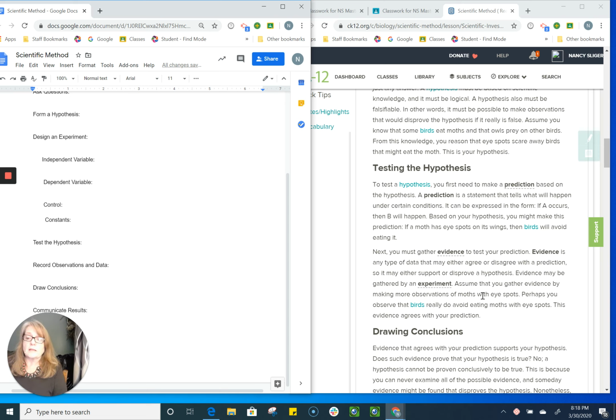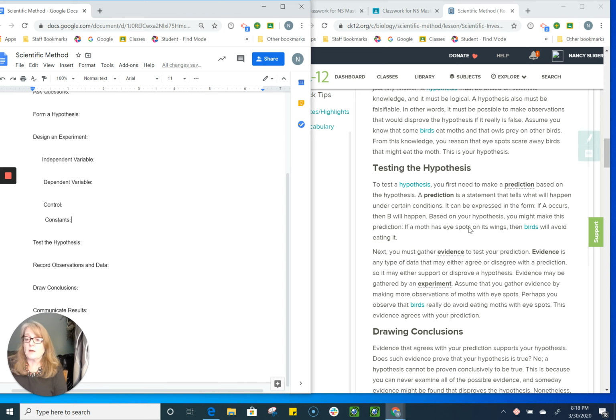Okay. And then you must gather evidence to test your prediction. Evidence is any type of data that may either agree or disagree with a prediction. So it may either support or disprove a hypothesis. Evidence may be gathered by an experiment, which assumes that you gather evidence by making more observations of moths with eye spots. Perhaps you observe that birds really do avoid eating moths with eye spots. This evidence agrees with your prediction.